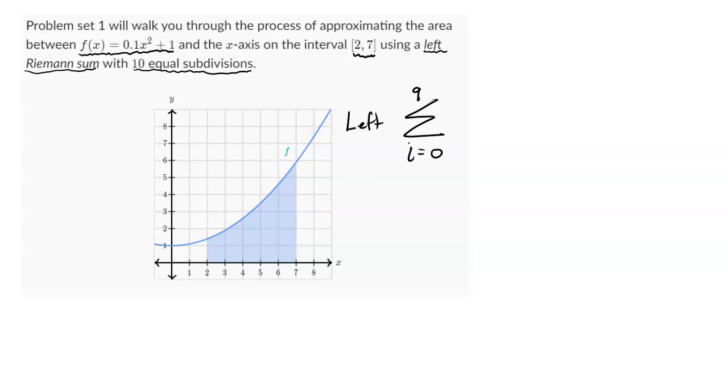I don't know if I should write that. Okay, so sum from 0 to 9, delta x. You know what? I'll just write the generic one first. That'd be smart.